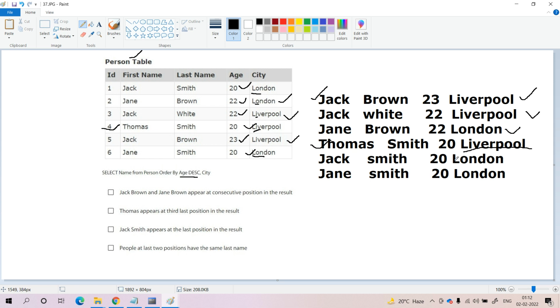And for the remaining 2 records we are unable to decide which will come first. The reason is both have the same ages as well as the same city names. So either can come first. No problem at all. We need not think about it.